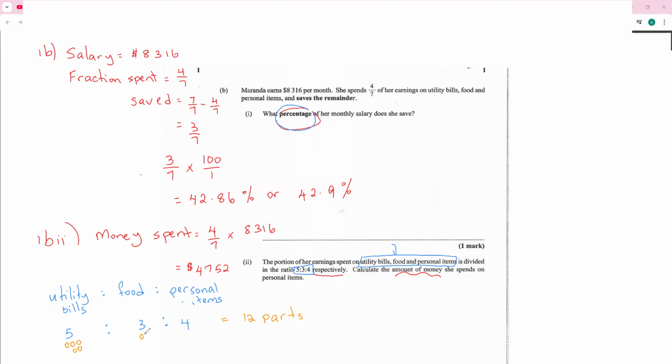Food received 3. Personal items we received 4 of those. Right? So each one of those circles has an equal value of money. We just don't know how much it is as yet. So it's like the utility bills got 5 out of the 12. Food got 3 out of the 12 bags. Personal items got 4 out of the 12 equal bags.